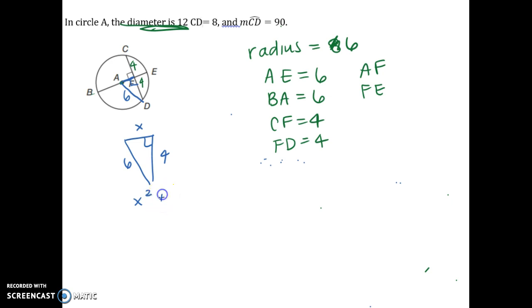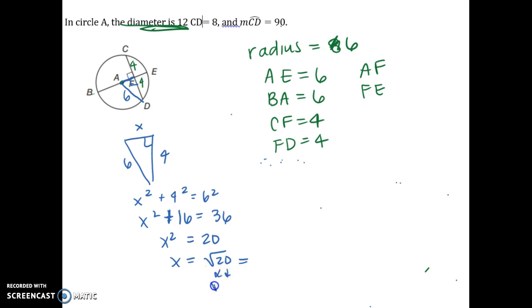x squared plus 4 squared equals 6 squared. So x squared plus 16 equals 36. So x squared equals 20. And then x equals the square root of 20, which I could pop in the calculator. You can get a decimal. I could reduce the radical if I wanted. This is the square root of 4 times the square root of 5, which is 2 root 5.